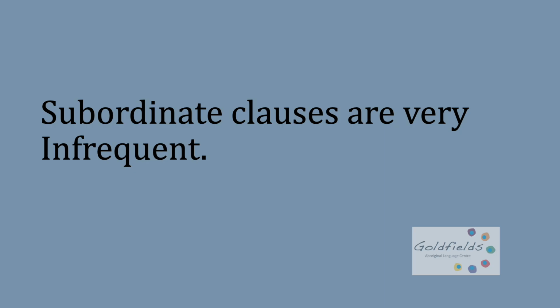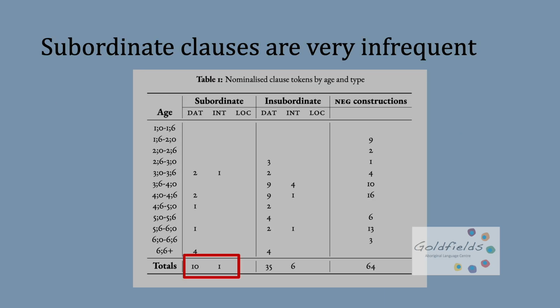In this table here, I've summarised the appearance of nominalised clause tokens. I've got the youngest age brackets at the top, oldest age brackets at the bottom, and I've divided them by clause function as well. And what we can see is that in a corpus of 7,000 child speech utterances, only 11 subordinate clauses are recorded. There are around 4 times as many insubordinate requests for states of affairs. And then clausal negation is the most frequent nominalised clause type, with 64 instances of clausal negation recorded across the corpus.